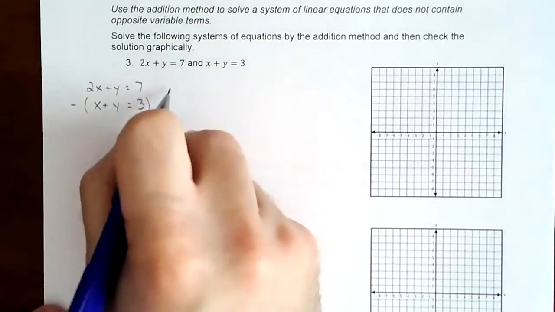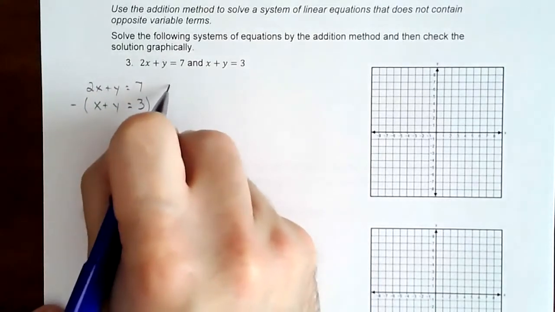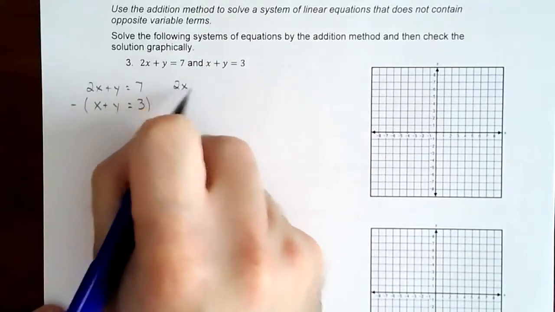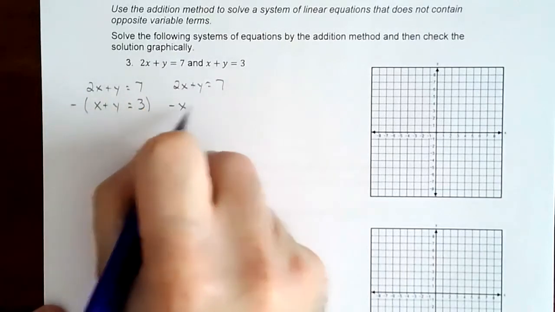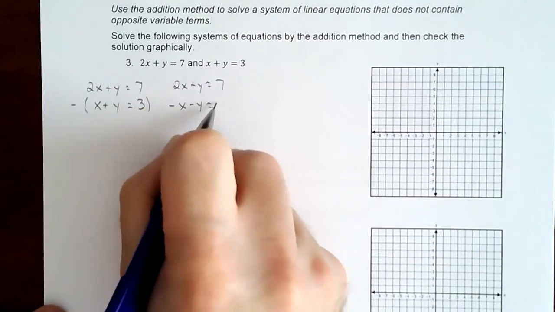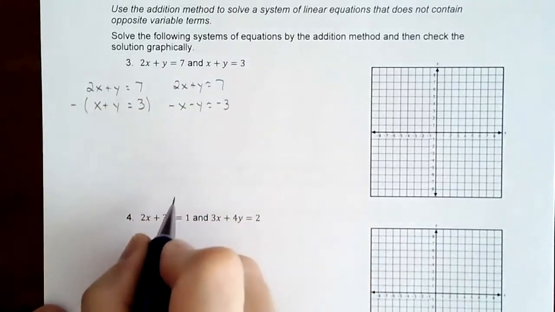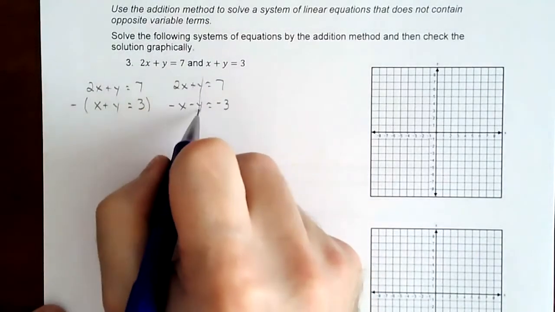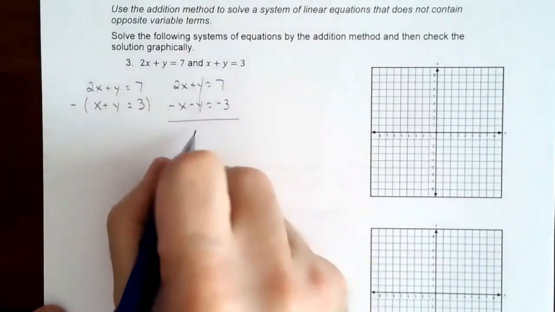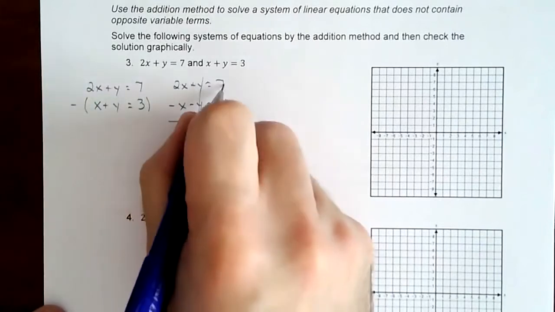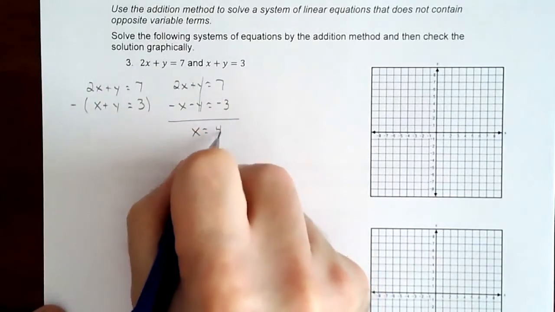It's kind of an all or nothing. So the top equation, nothing happens. So that's just 2x plus y equals 7. The bottom equation, all of the signs are switching because I'm distributing a negative to everything. Now the y's go away. So now I combine my like terms. 2x minus x is x. And 7 minus 3 is 4.